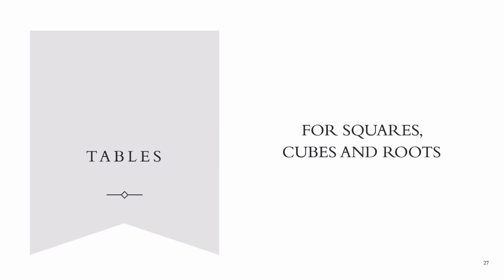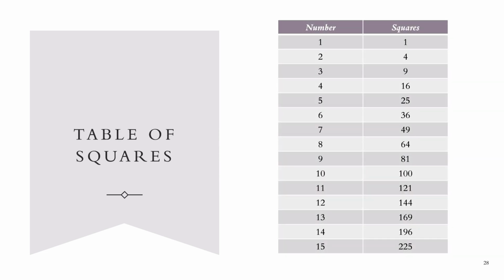Now, let's take a look at a few tables that will come in handy for squares, cubes, and roots. First, let's study the table of squares. In this table, the values on the left are the numbers that we must remember, and the values on the right are their respective squares. For 1, we have 1. For 2, the square is 4. For 3, the square is 9. For 4, the square is 16. And this pattern continues so on and so forth.